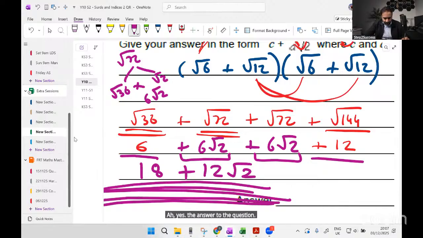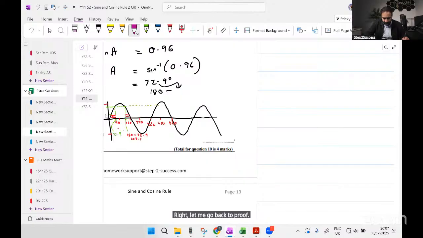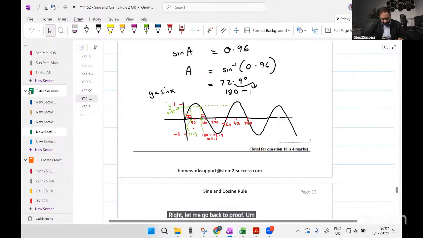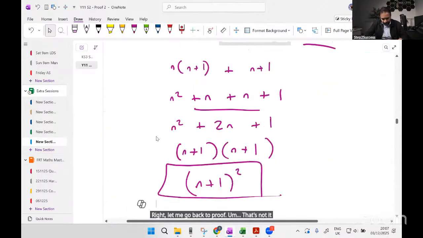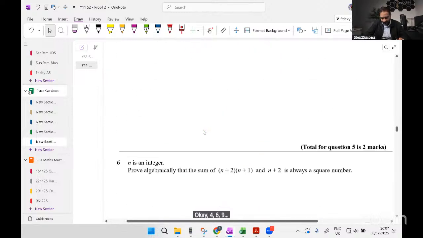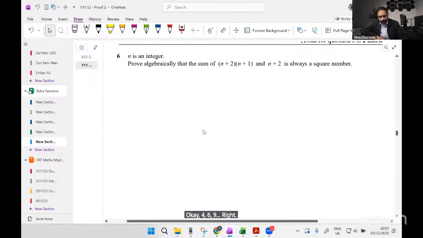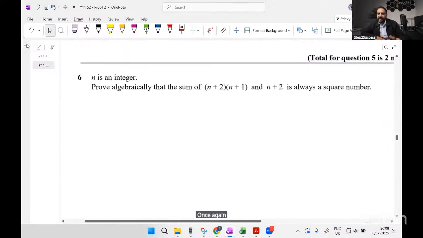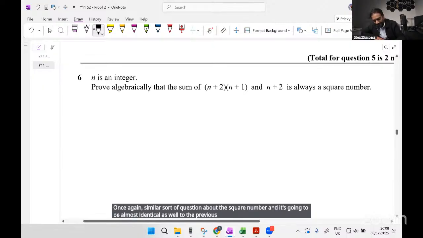Right, so let me go back to proof. No, that's not it. Okay, 4, 6, 9. Right, 6. Once again, similar sort of question about the square number, and it's going to be almost identical to the previous question. In fact, it might be the same.